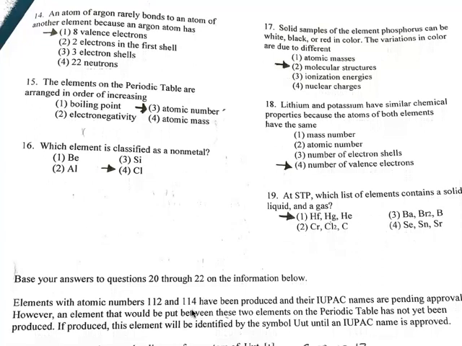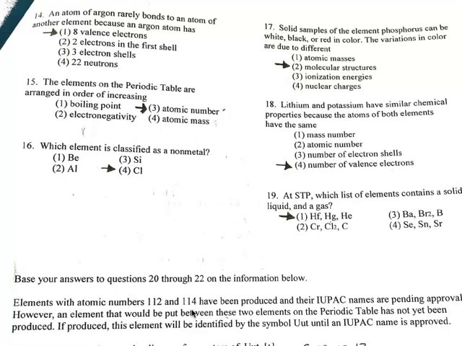Question 14, an atom of argon, which is a gas, rarely bonds to an atom of another element. Why? All of our noble gases already have 8 valence electrons. Their electron configurations all end in the number 8. 15, the elements on the periodic table, we've already went over this, are arranged in order of increasing atomic number. 16, which element is classified as a nonmetal?